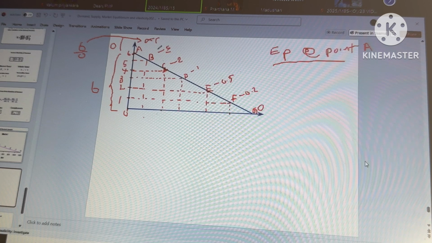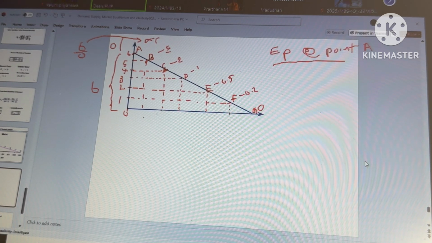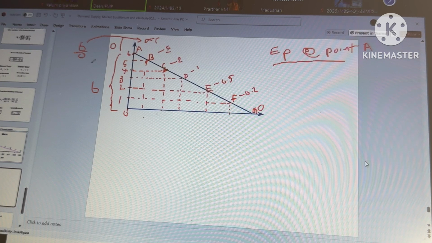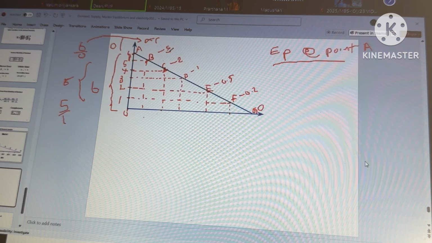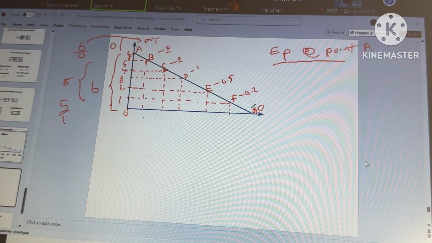And similarly, get the point B. If we take point B, what is the value of the lower segment? 5. Upper segment? 5 to 6. It's 1. So, 5 divided by 1? 5. So, check all these answers.